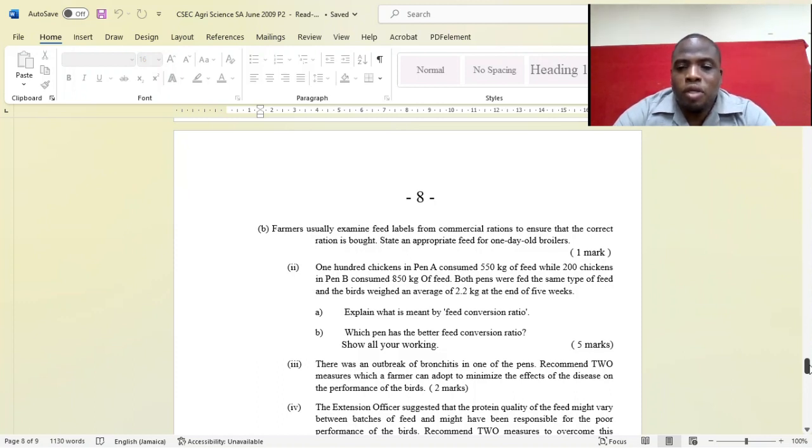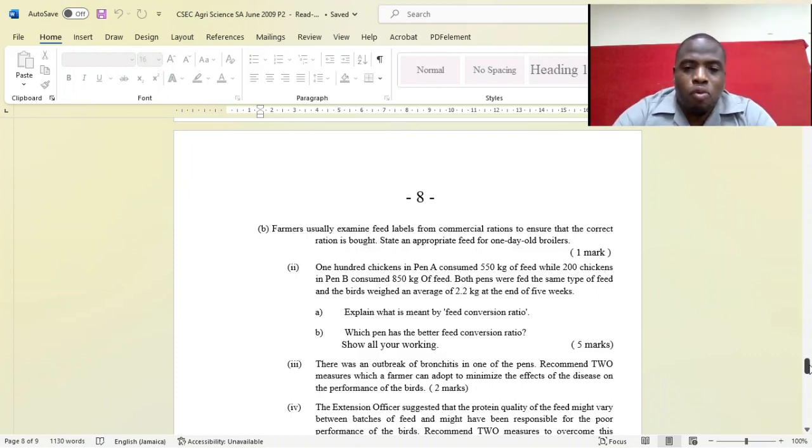So what I want you to do is to work out the feed conversion ratio. There are two approaches you can take. And I want to just highlight, if it is that you have 550 kg of feed for 100 birds, you can basically determine what one bird would have eaten. Now you can just divide that 550 by 100, and we know we would have gotten 5.5. And the average weight would have been provided to us already, which is 2.2. So you can say 5.5 kg divided by 2.2, and that would give you your ratio.